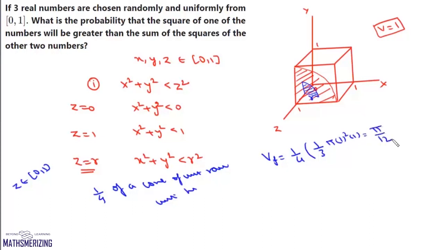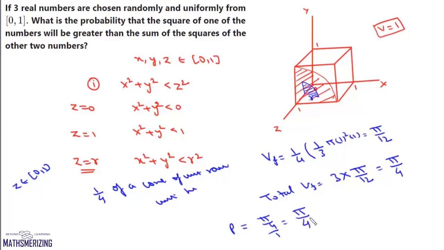which is simply pi by 12. Now we'll have three such cases. Second case, when x square plus z square is less than y square, and third case when y square plus z square is less than x square. So total favorable volume will be given by 3 into pi by 12, and that'll be simply pi by 4. So this required probability is simply pi by 4 divided by 1, which is pi by 4.